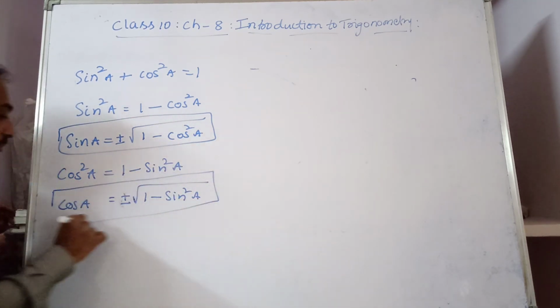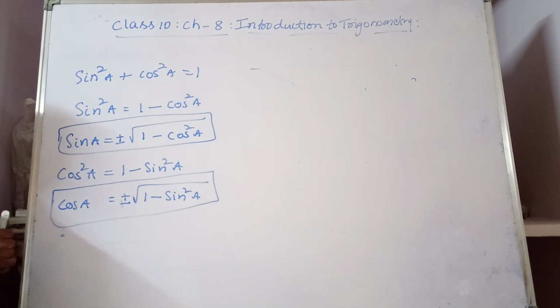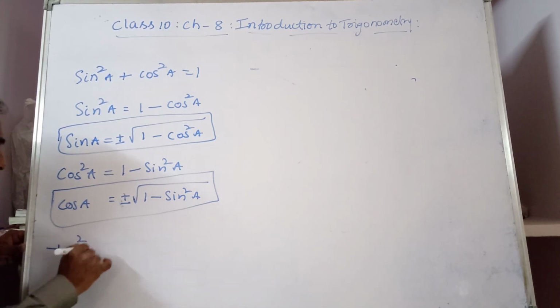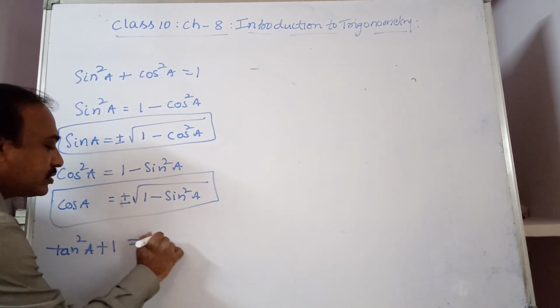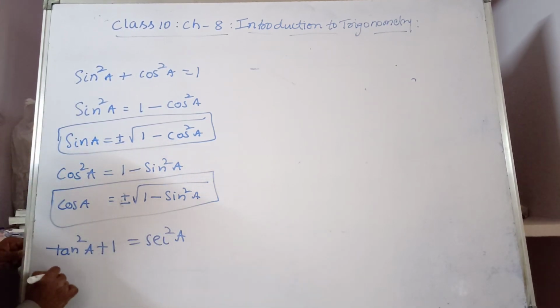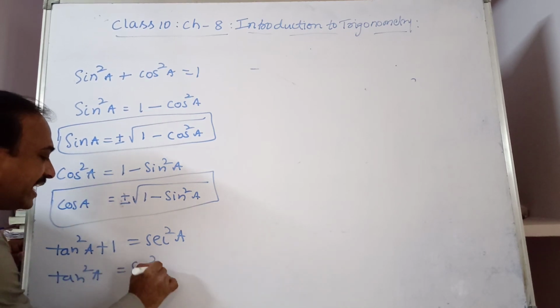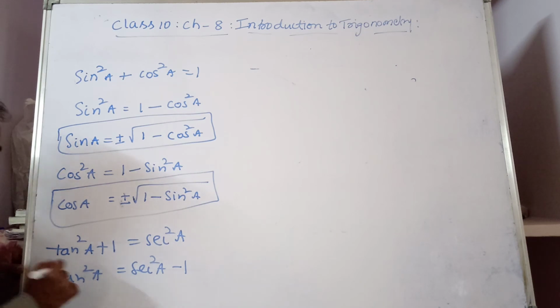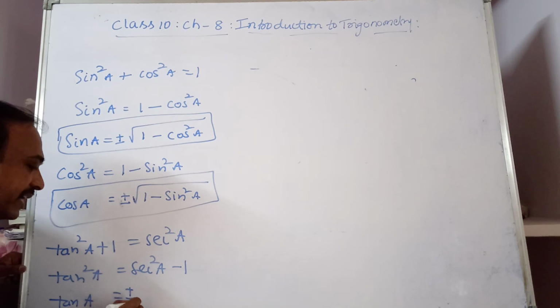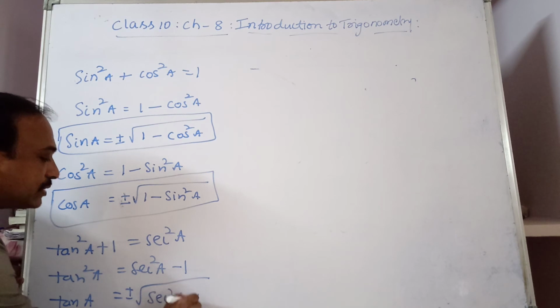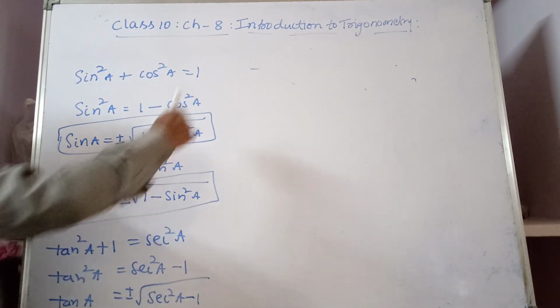Now another identity. What is another identity we have? Tan square A plus 1 is equal to secant square A. From this, tan square A is equal to secant square A minus 1. So tan A is equal to plus or minus root of secant square A minus 1.